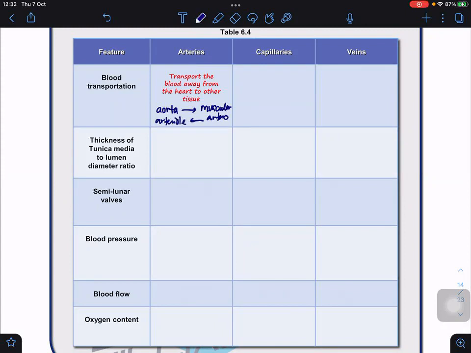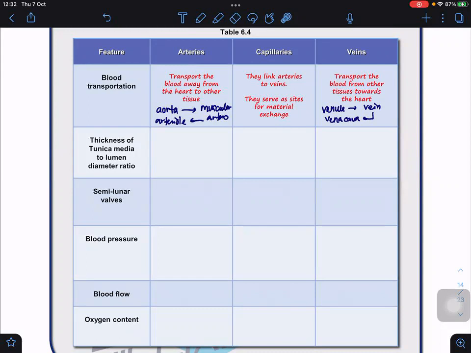After that, the arteriole branches to the capillary. The capillary links the artery to the vein and serves as the site for material exchange. Then the capillaries join to form venules, venules join to become veins, and the veins join together to become the vena cava. In general, the role of the vein is to transport blood from other tissues towards the heart.